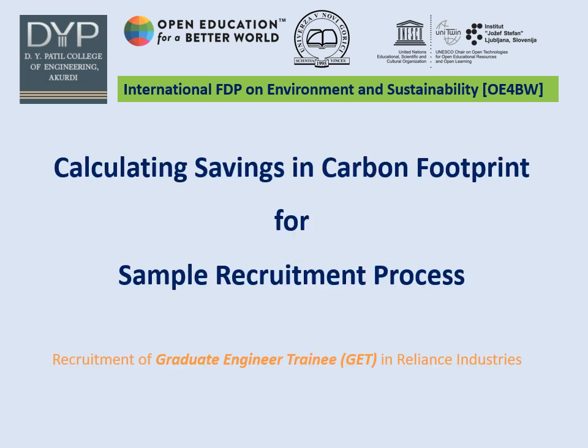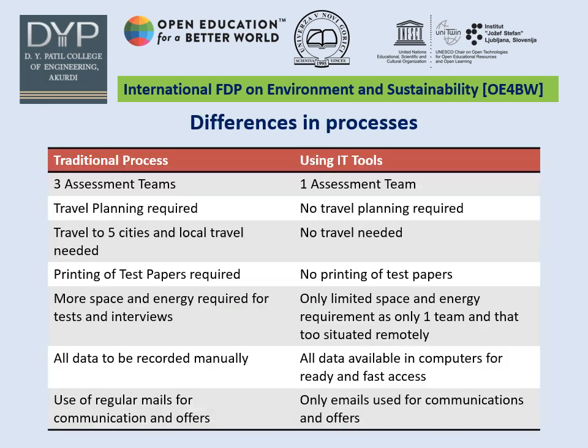Coming to calculating savings in carbon footprint for the sample recruitment process, the recruitment of graduate engineer trainees in Reliance Industries. Before we go into the detail of computation, we have to understand the differences in the processes. In the traditional process, 3 assessment teams were required. When we use IT tools, only one assessment team.